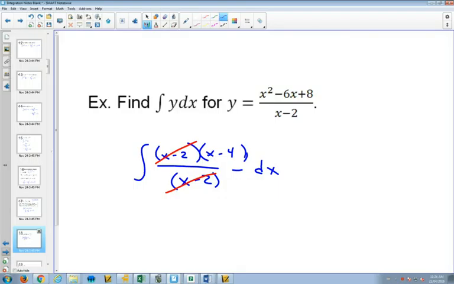And now the integral of x is just going to be x squared over 2. The integral of 4 is minus 4x plus c.